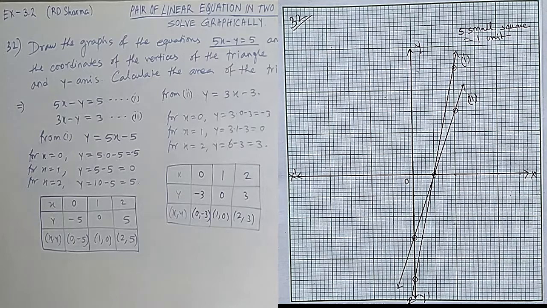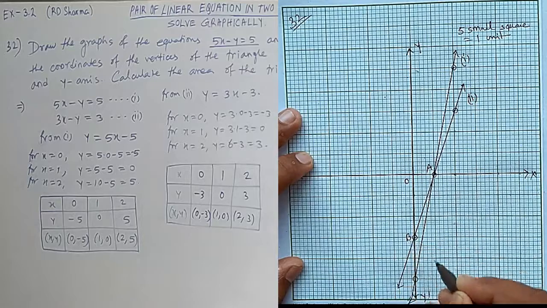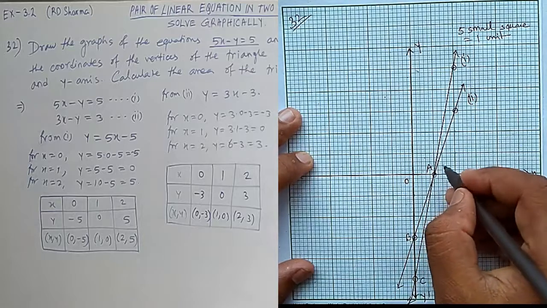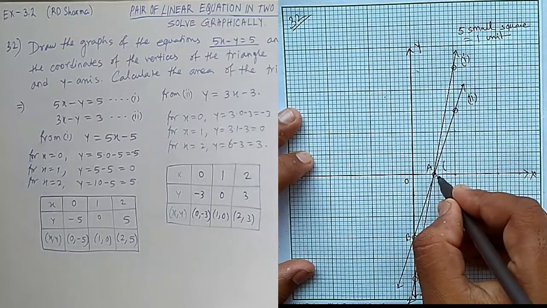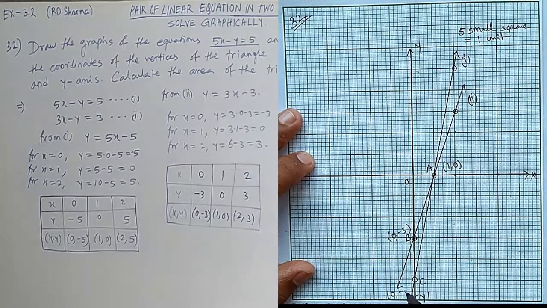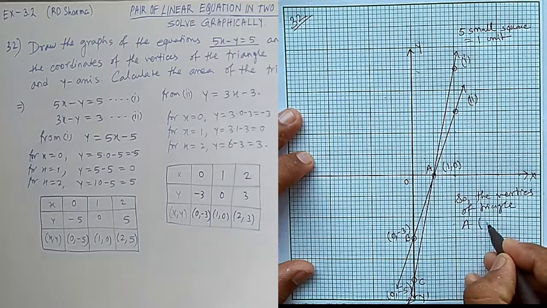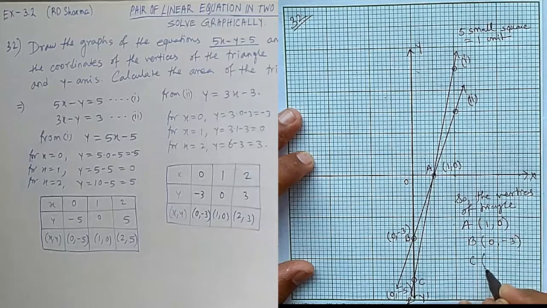Now the question is, we have to find out the vertices of the triangle formed by these 2 lines and the y-axis. That means this triangle, and the vertices are A, B, C. The coordinate of vertex A is (1, 0), B is (0, -3), and C is (0, -5). So the vertices of the triangle are A (1, 0), B (0, -3), and C (0, -5). That's it.